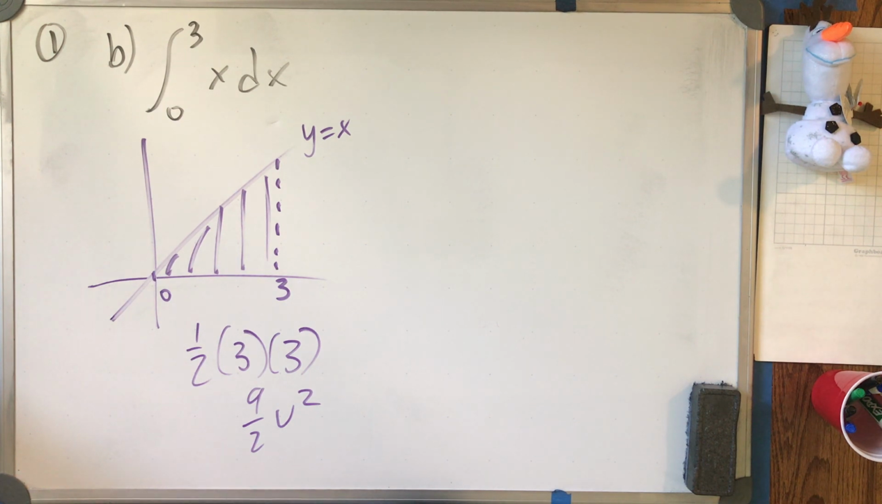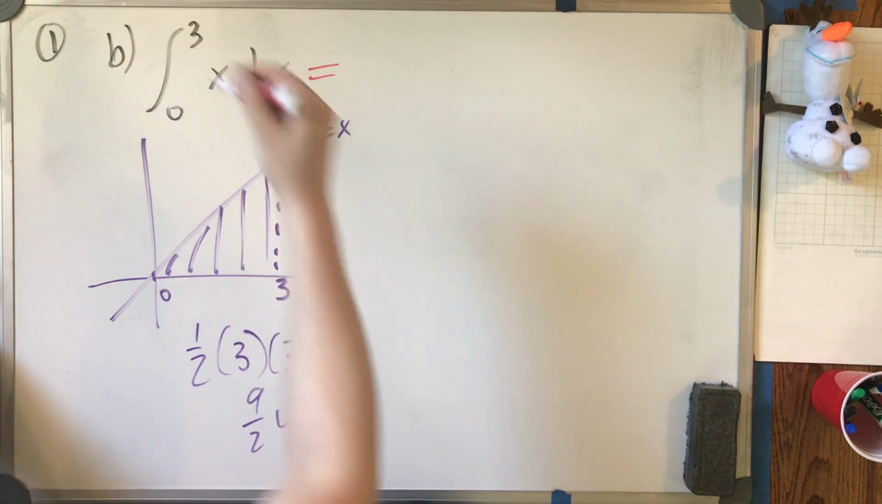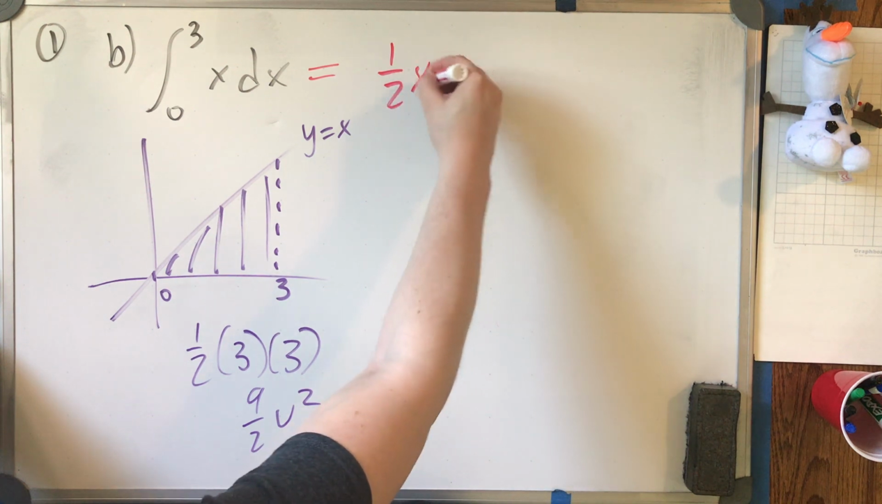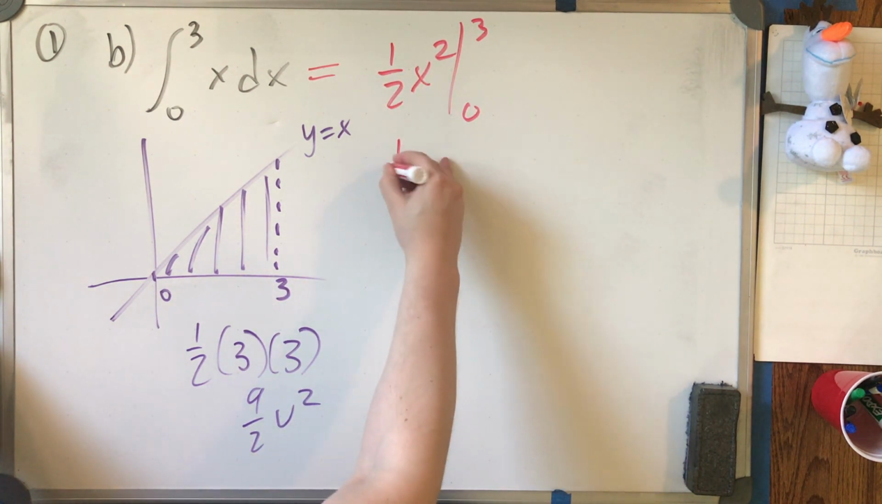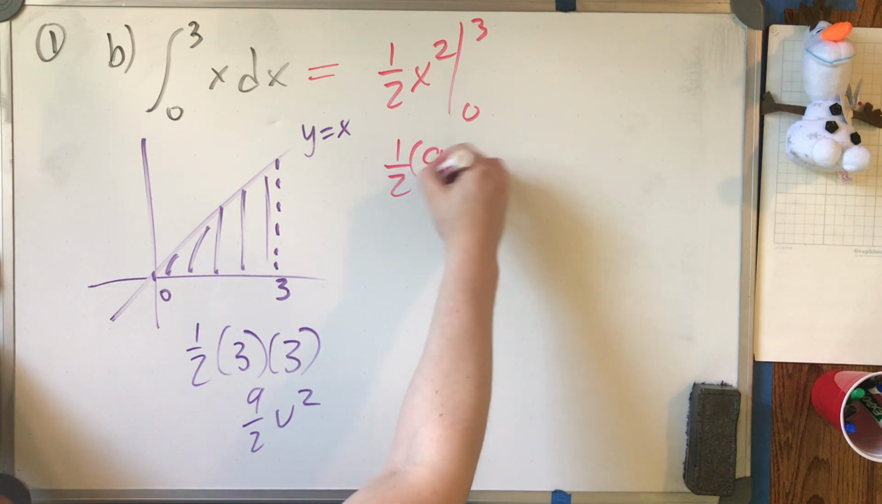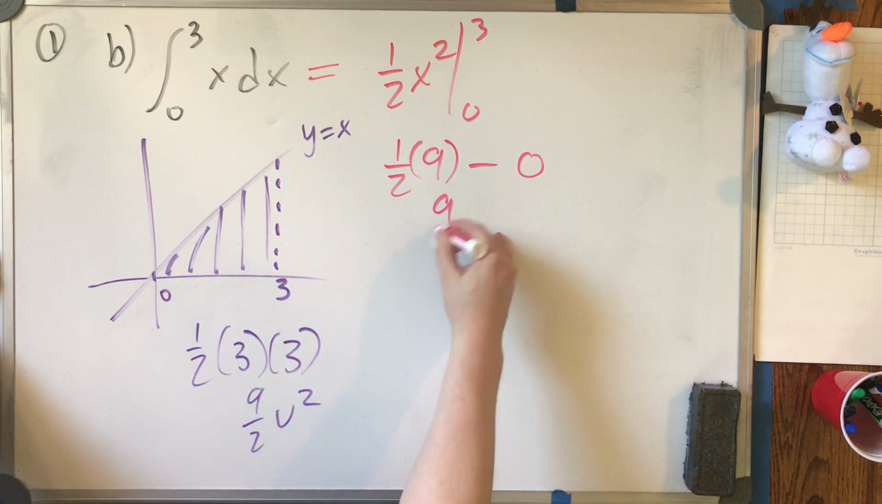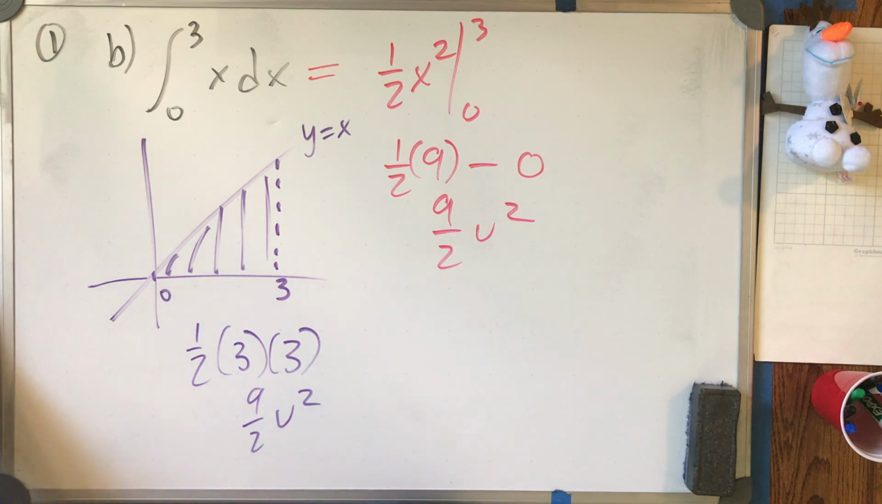Now, if we were to use calculus, we're going to take the antiderivative of this. So that's going to be 1/2 x squared. And we'll evaluate that from 0 to 3. So that's going to be 1/2 times 9 minus 0. So we get 9 over 2 units squared.